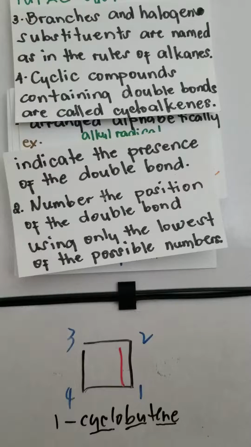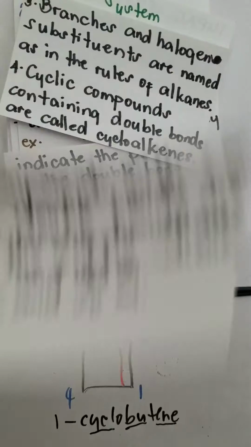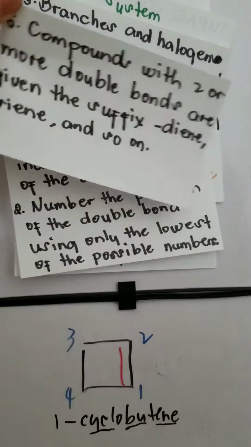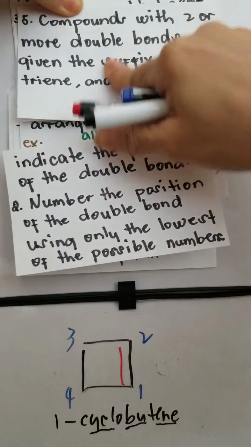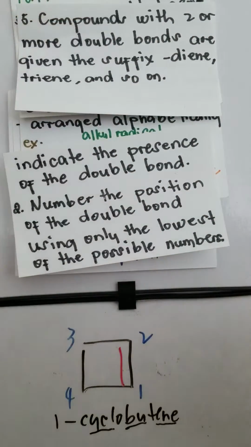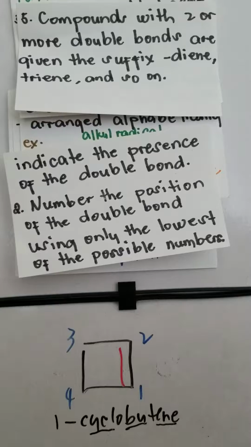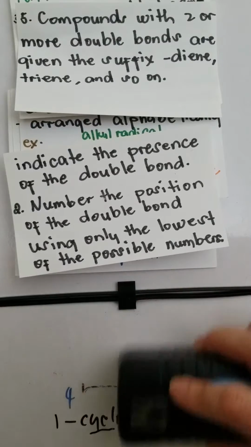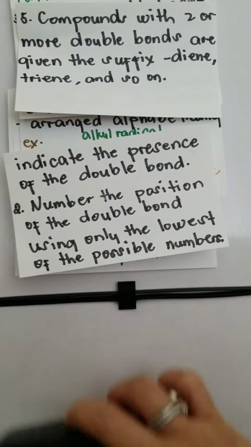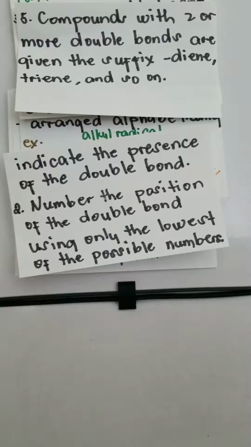Now, the next rule is the fifth rule, compounds with 2 or more double bonds. We have not only 1, just like this; 2 or more double bonds are given the suffix diene for having 2 double bonds present in the structure, triene for having 3 double bonds, and so on. Triene, tetraene. Okay, so I'm going to give you an example for that fifth rule, compounds with 2 or more double bonds.